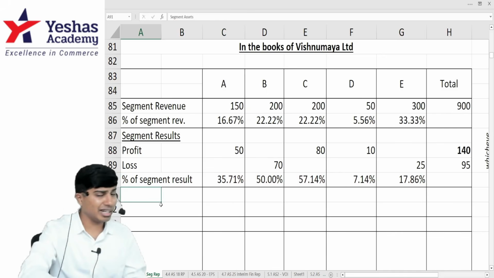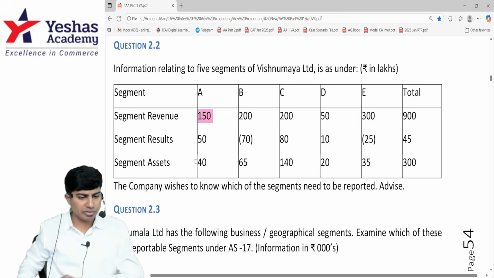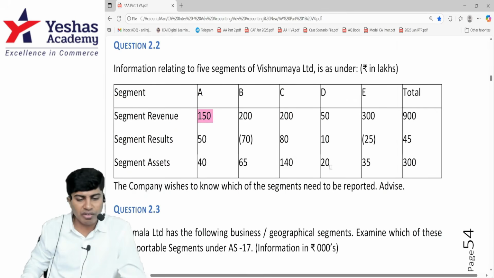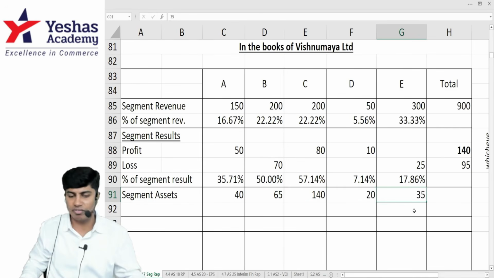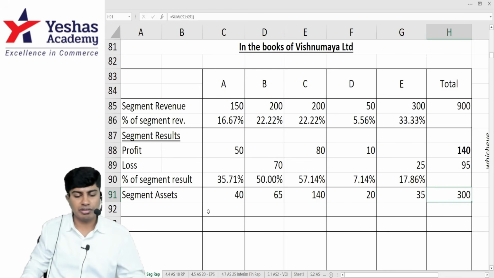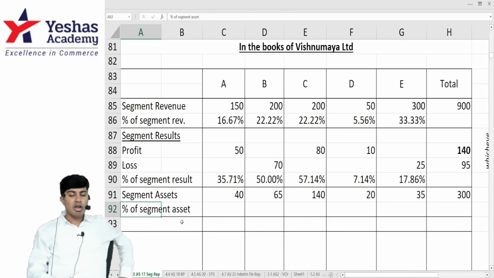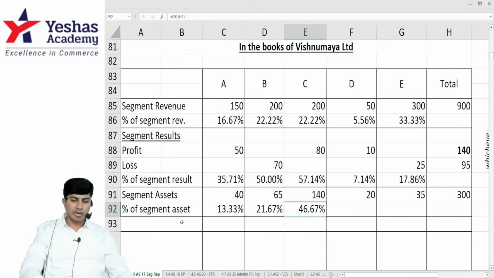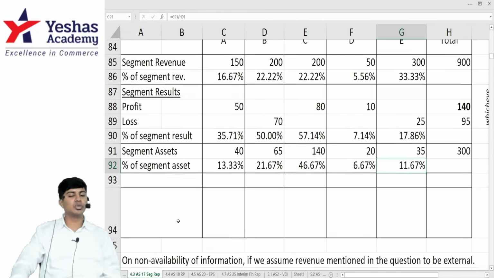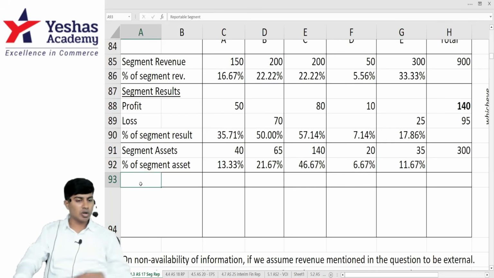Next, we don't write conclusion right now. We will write the asset data also, whatever is given. What is the asset data? 40, 65, 140, 20 and 35. Write the same thing. Take the total 105, 245, 265, 300. Now percentage of segment asset. 40 by 300. 65 by 300, 21.67. 140 by 300, 46.67. 20 by 300. 35 by 300. Have it all. Now I'll tell the conclusion as to which segment is reportable, which is not.